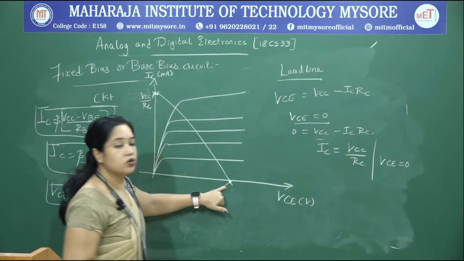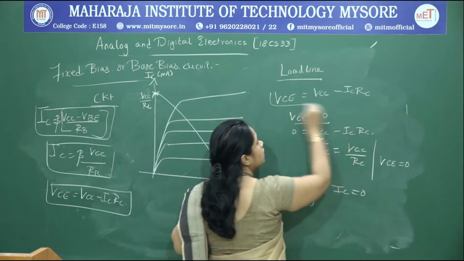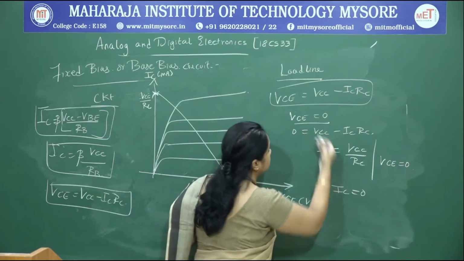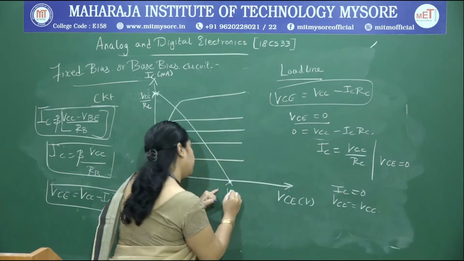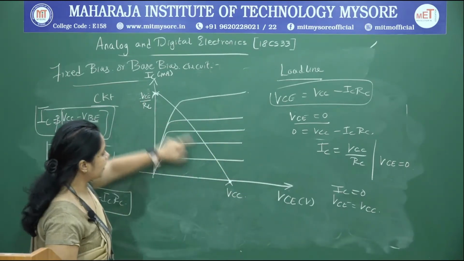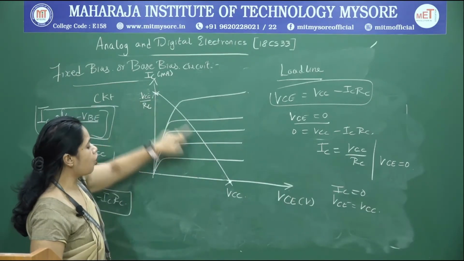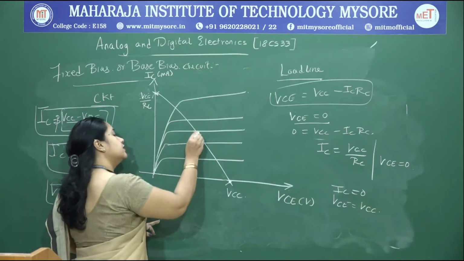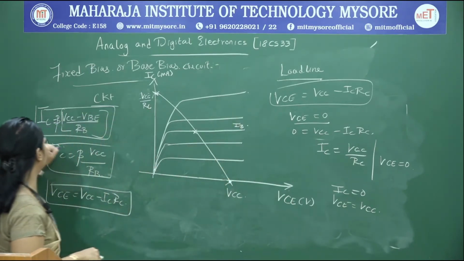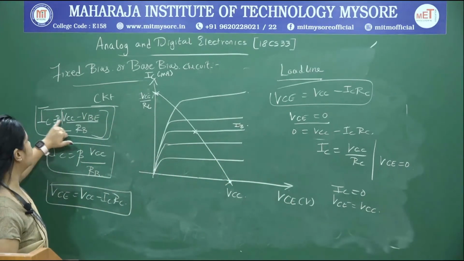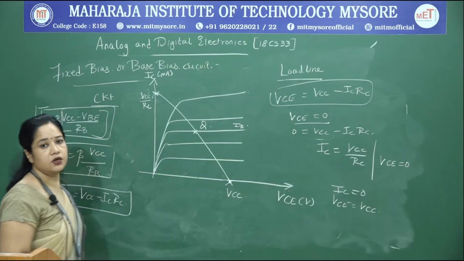Now, I need to locate a point on the x axis. So, I make IC equal to 0 in this expression. What happens? Your VCE turns out to be VCC. So, this point we call VCC. And now, I connect these two points. This happens to be the load line, and the intersection of the load line with the curve corresponding to IB, which is equal to VCC minus VBE by RB, determines your quiescent point. So, this is your quiescent point.